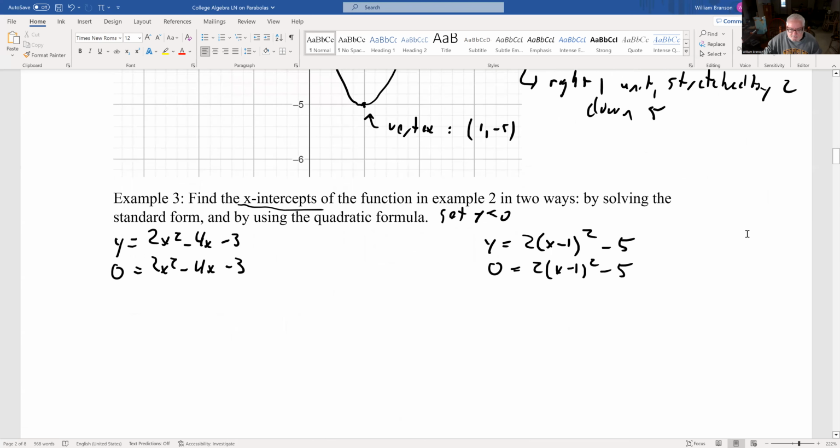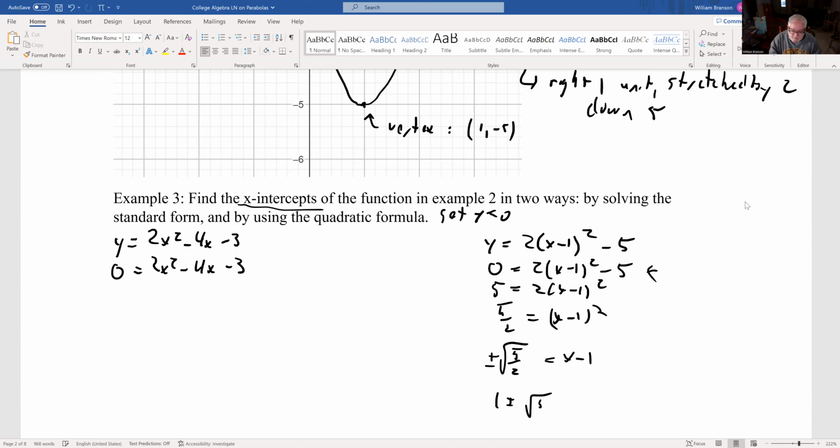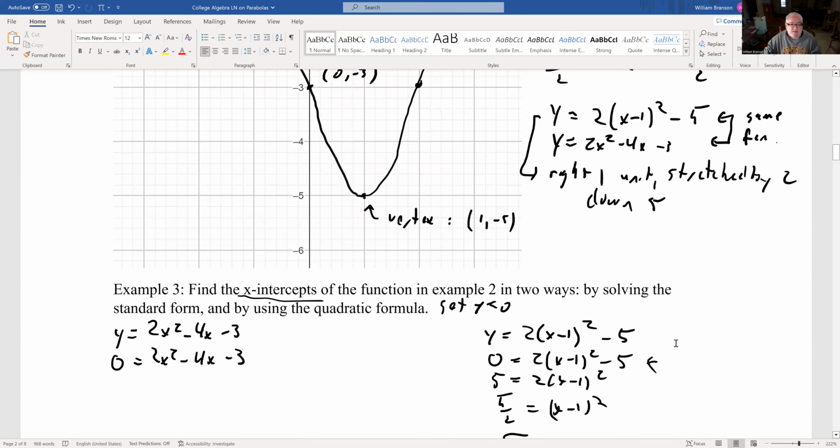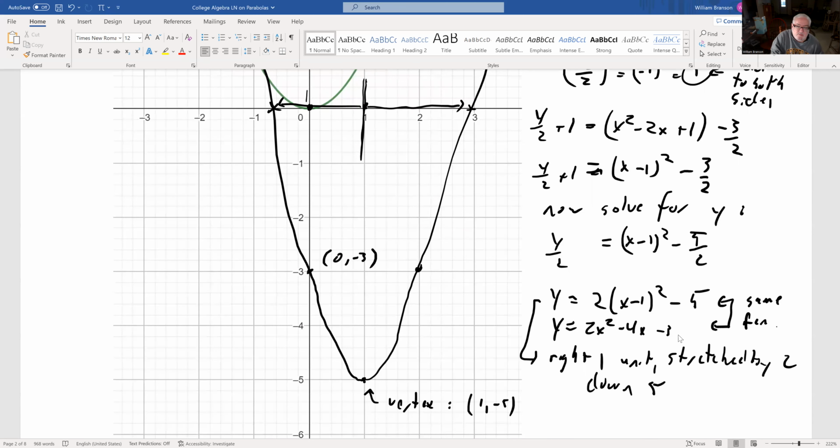So solving this one here first, we add a 5 to both sides, divide both sides by 2 so that we can isolate the squared term, take the square root of both sides. We get 1 plus or minus square root of 5 over 2 equals x. And note again, our vertex is at 1, and our two x-intercepts, well, one is square root of 5 over 2.